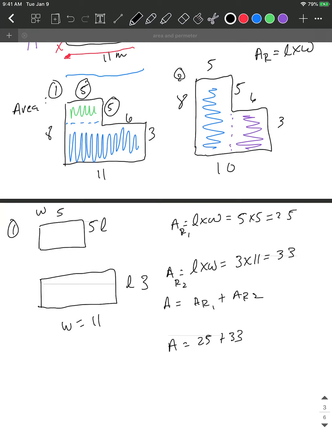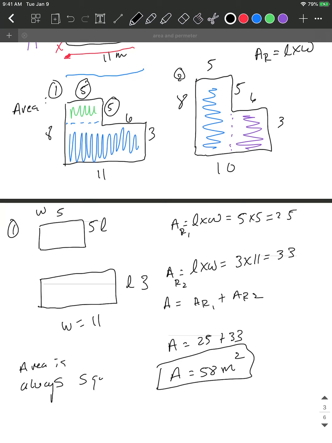Remember, you're just trying to break up the shapes and squish them together. So whichever way works best for you, it's going to work. So area is equal to 58. And then we're going to say meters squared. Remember, anytime you do area, it is always squared.